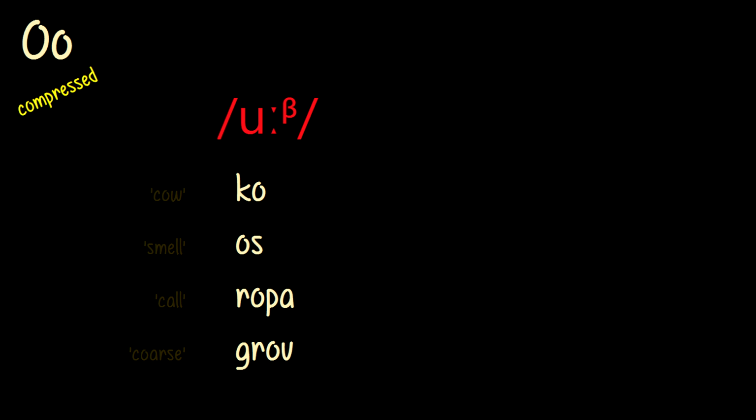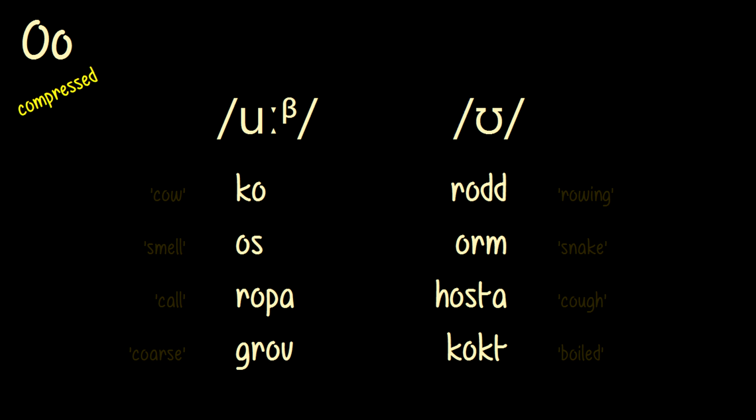U, ko, os, ropa, grov. Short O is pronounced U, which is more or less a short version of the long vowel just described. It's pretty close to the vowel in English bull. U, rodd, orm, hosta, kokt.